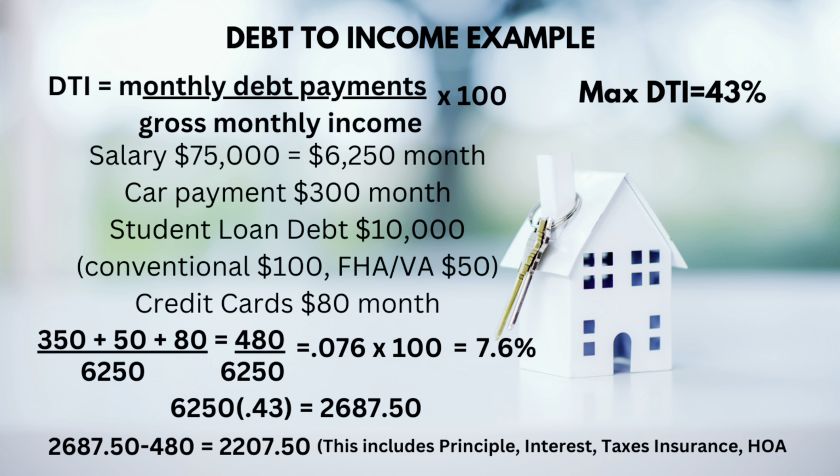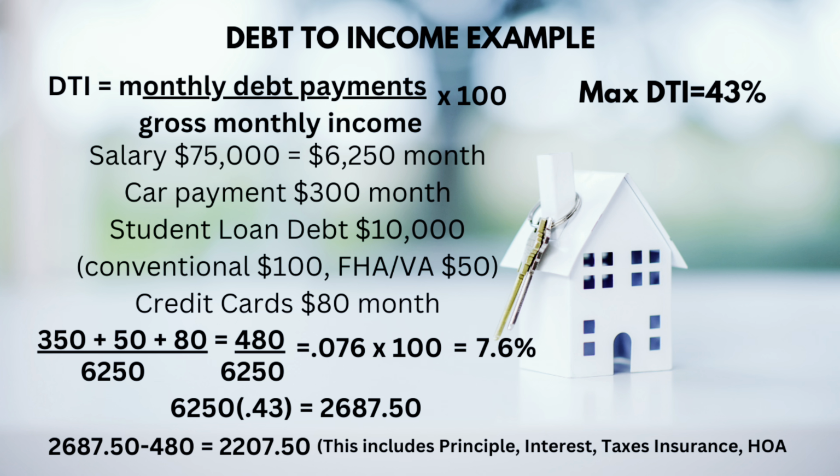So when we think that most lenders want to see under 43% debt to income ratio, what we're going to do is take your monthly income of $6,250 in this example, and times that by 0.43, so by 43%. And that is going to give you $2,687.50. So that's the total amount that they want to see with all of your debts included, including your housing costs.